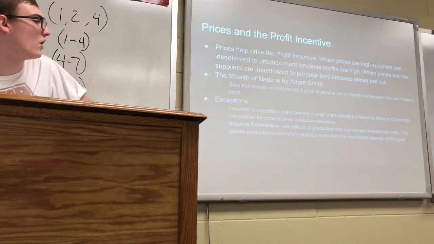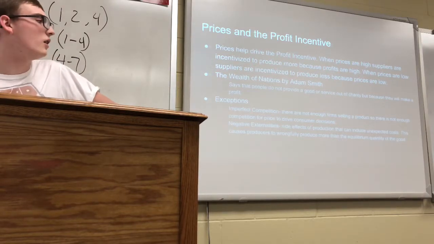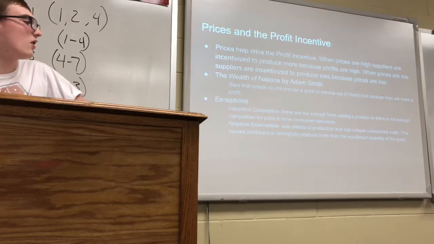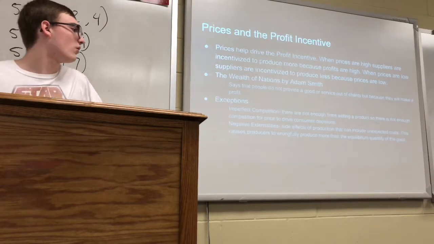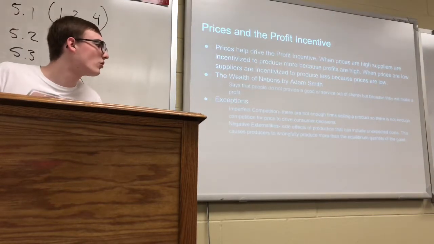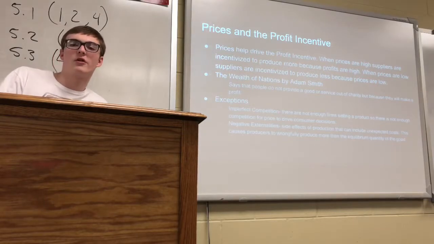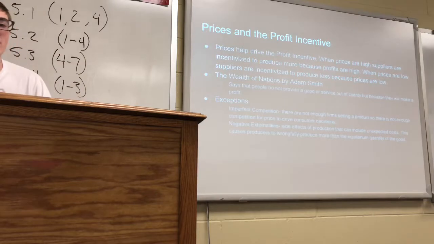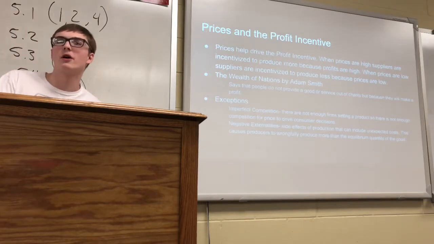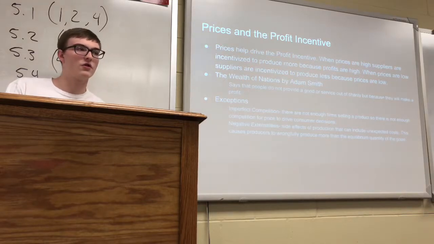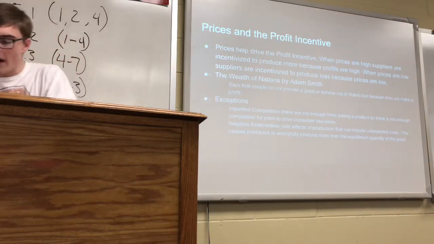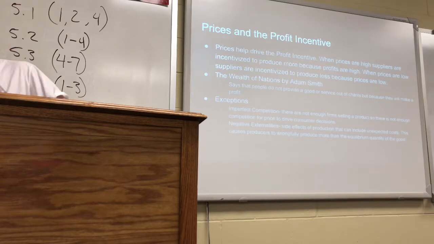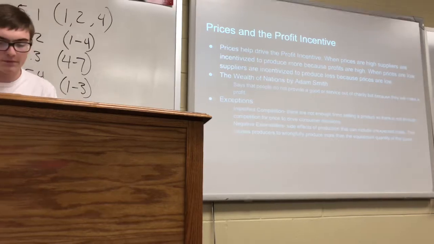Externalities are side effects of production that can induce unexpected costs. This causes producers to wrongfully produce more than the equilibrium point of the good. The example they used in the book was an oil spill, while they're drilling for oil. Wait, I'll just look in the book because it's right in front of me. It's probably a good idea.